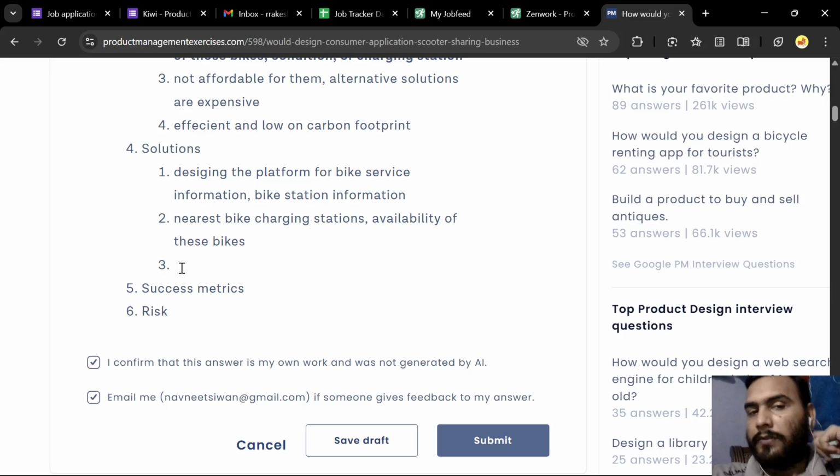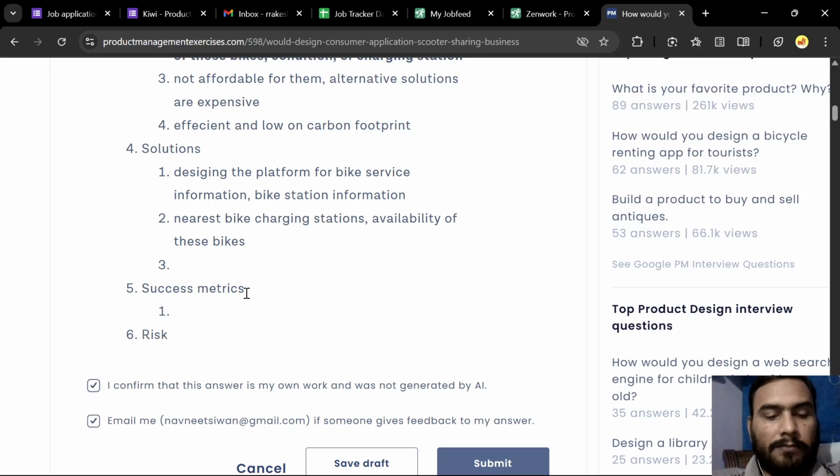And these are some of the features, like the ability of these bikes, what is the nearest charging station based on the location of the user. So moving on to the success metrics for this application that we will design.